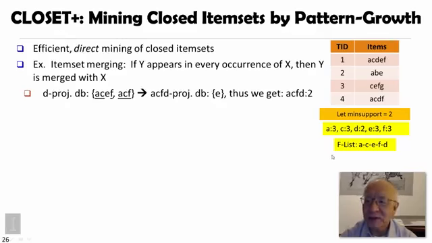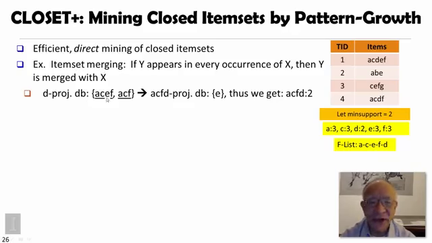So let's look at this transaction database. It contains only 4 transactions, and these are the items in these transactions. Suppose the minimum support is 2, we'll be able to get these as frequent itemsets. And based on this, we can work out the F-list like the following. Now we look at an interesting method developed called itemset merging.